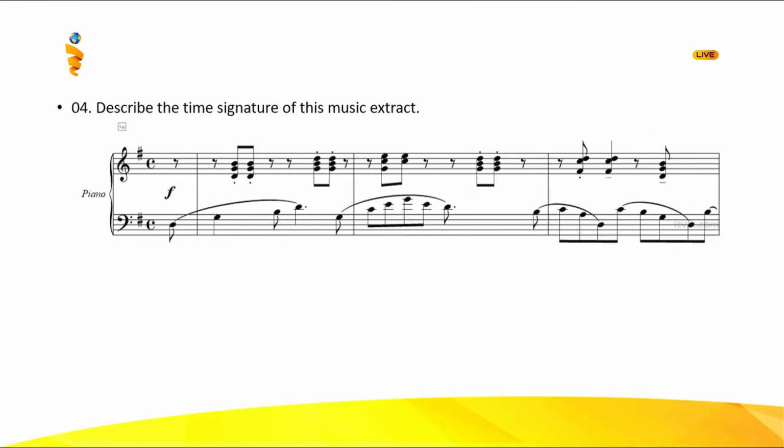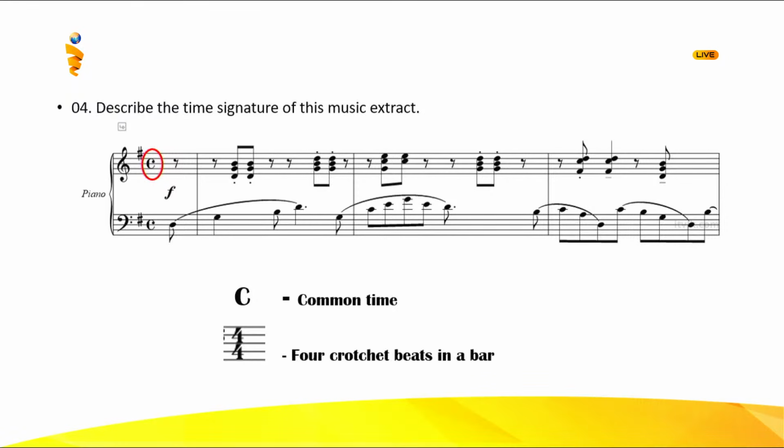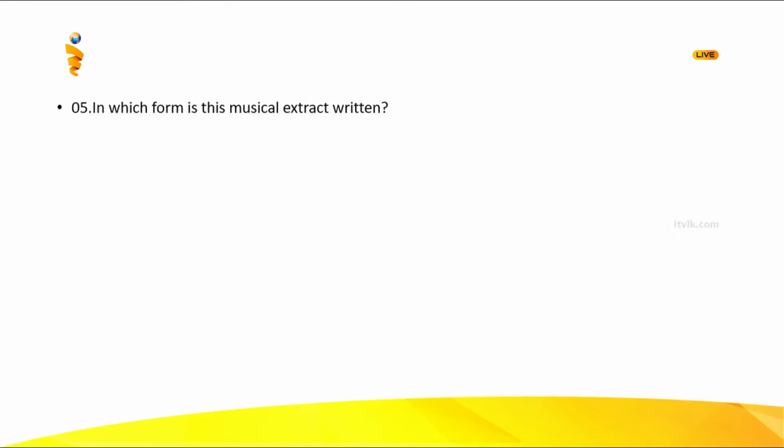The fourth one, describe the time signature of this music extract. Here there is simple C. C is for common time. Common time means 4/4. 4/4 means 4 crotchet beats in a bar.